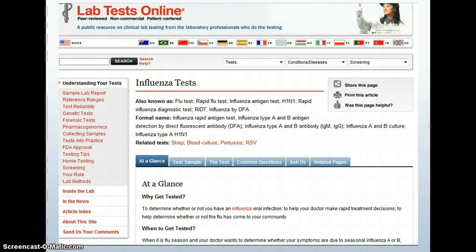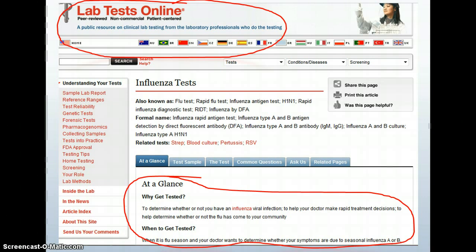Now let's take a look at this website, Lab Tests Online. Again, this site is talking about flu tests, but you can see a big difference. If you look at the top of the page, you can see that this website is intended for just basically a public group, the general population. It says a public resource on clinical lab testing from the laboratory professionals who do the testing. It's written by professionals for lay people. If you look at the bottom of the page and read some of the content, you can see that the words they use, the vocabulary, is just very normal, everyday vocabulary, easy to understand, but still helpful.